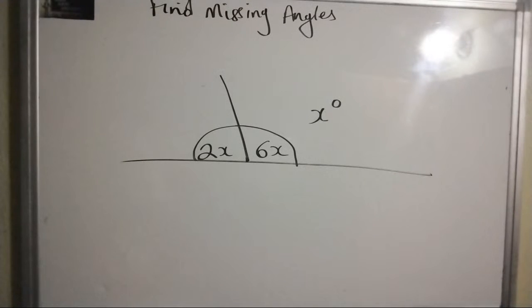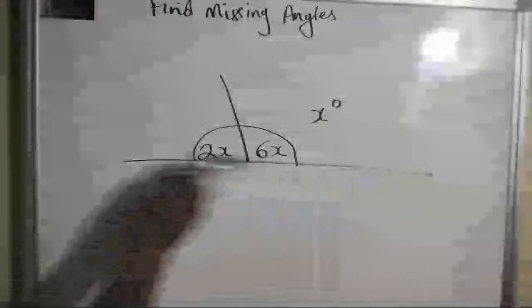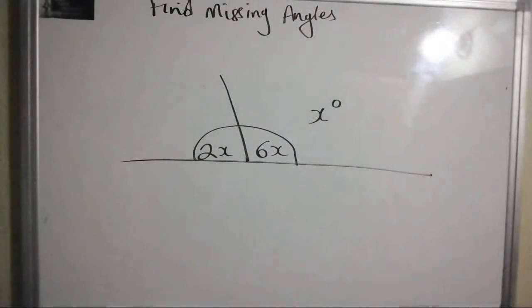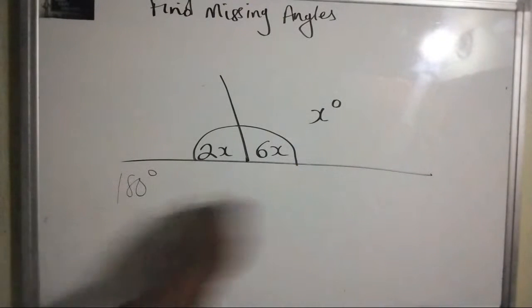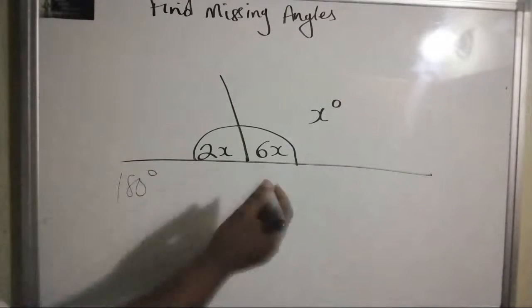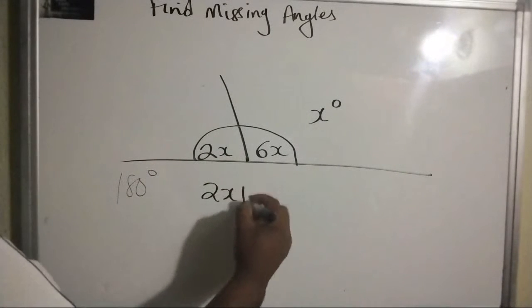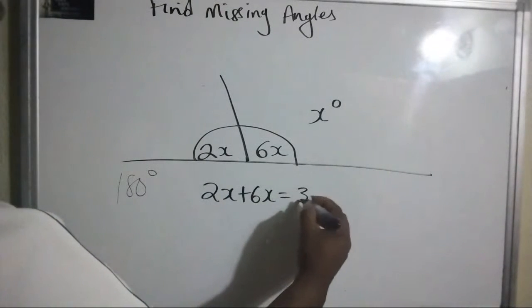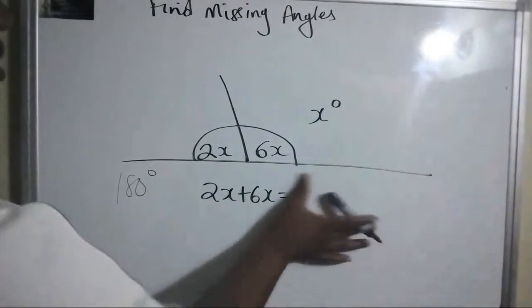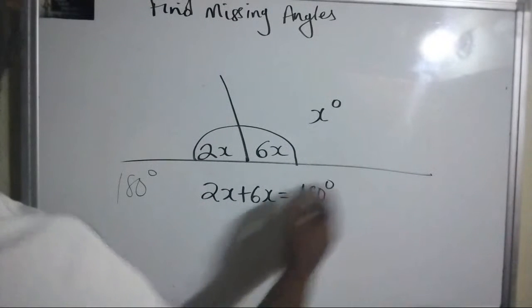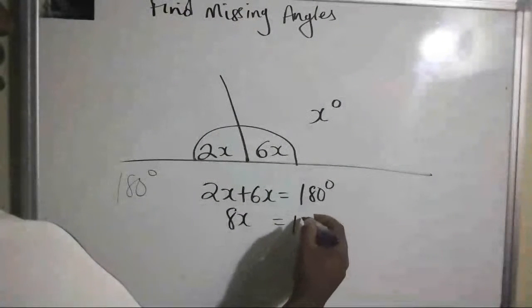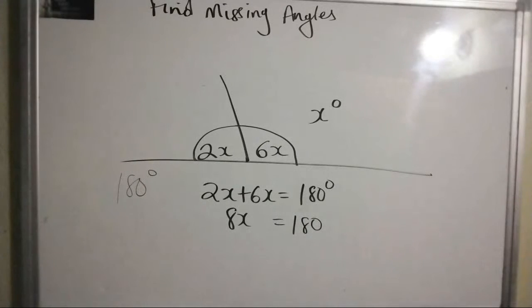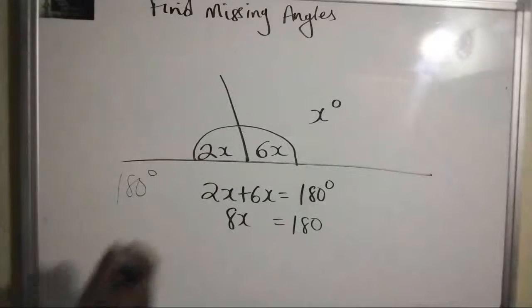Alright, so let's look at this. Right away from seeing this, we know that this is an angle on a straight line, right? And we know that angles on a straight line add up to 180 degrees. Alright, so that's a general rule. Straight line, 180 degrees. So what we can do, we know that 2x plus 6x is equal to 180 degrees. Alright, so then we get 8x, 2 and 6, that's 8. And then now we can divide by 8, and that would be our answer. Alright, so let us divide this by 8.